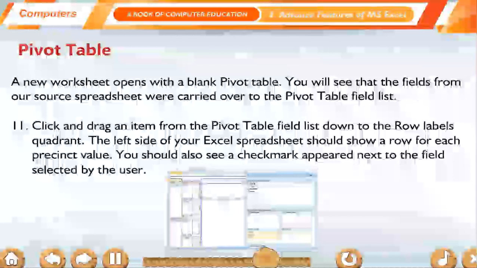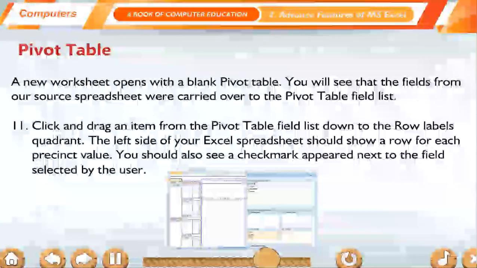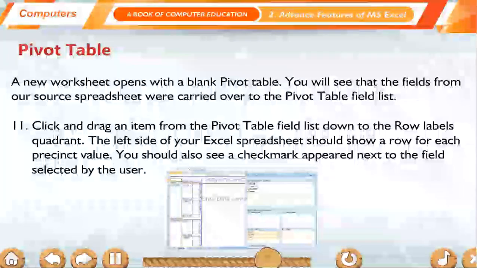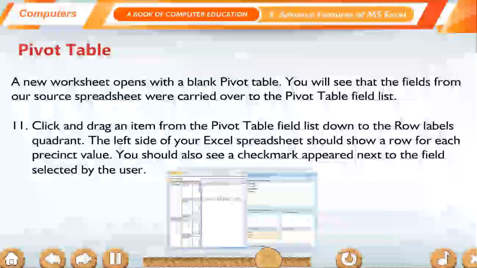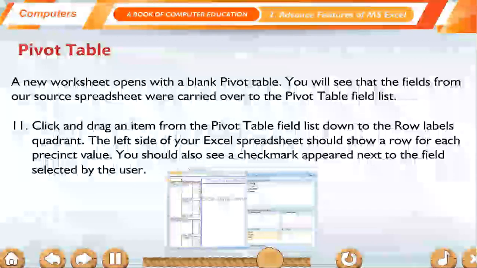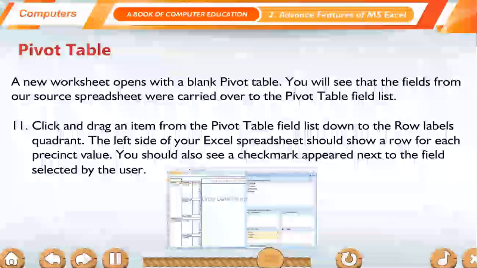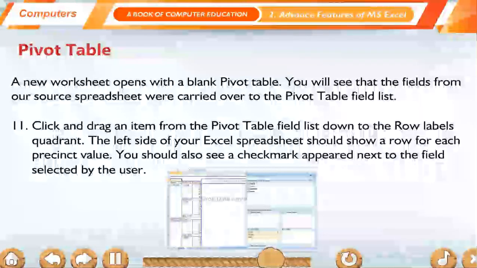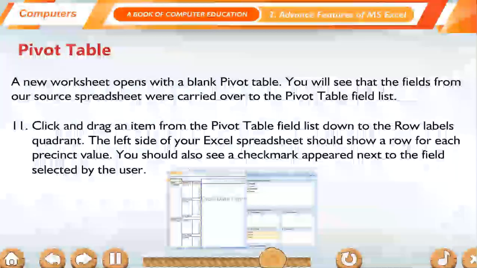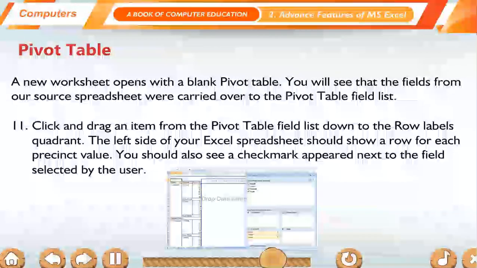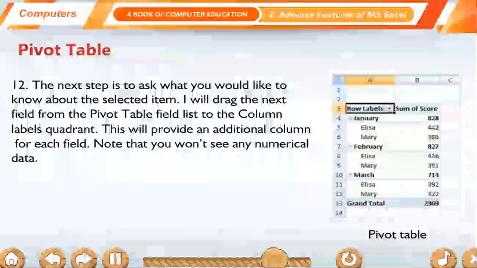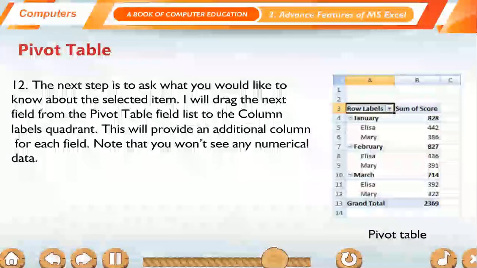You will see that the fields from our source spreadsheet were carried over to the Pivot Table field list. Click and drag an item from the Pivot Table field list down to the Row Labels quadrant. The left side of your Excel spreadsheet should show a row for each precinct value. You should also see a check mark appear next to the field selected. The next step is to ask what you would like to know about the selected item.